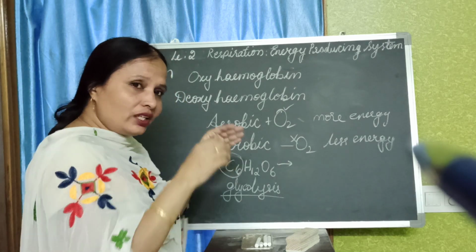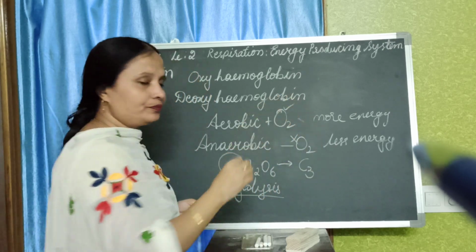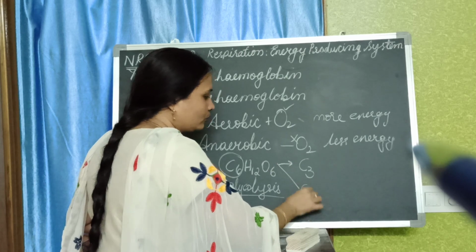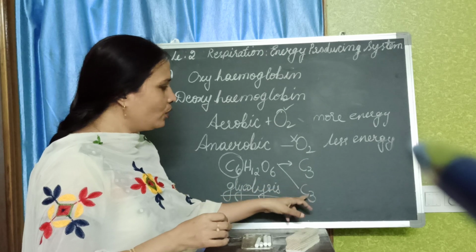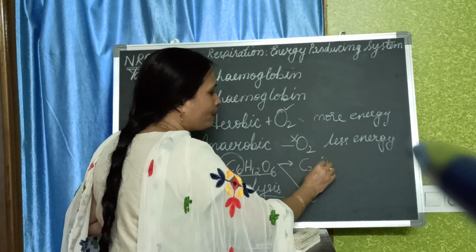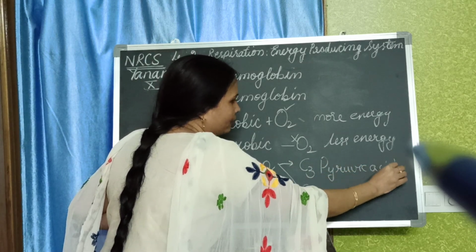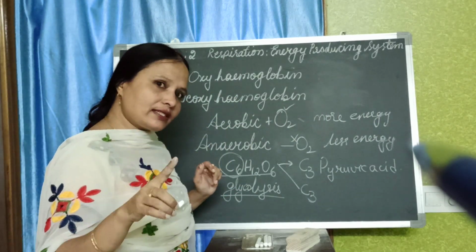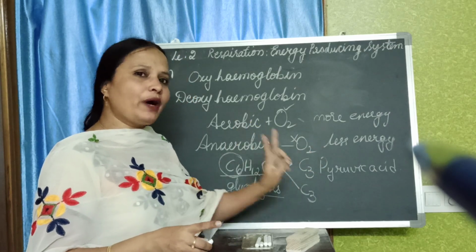Now it is broken down into 3 carbon compounds, 3 carbon, 3 carbon. This 6 carbon compound breaks down into 3 carbon. What is it called now? This is glucose. This is called pyruvate, pyruvic acid. What is the first step of glycolysis? Glucose is broken down into 2 pyruvates or 2 pyruvic acids.